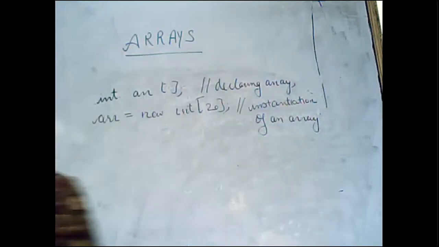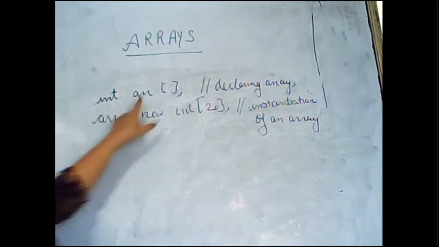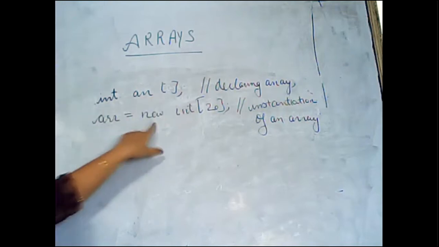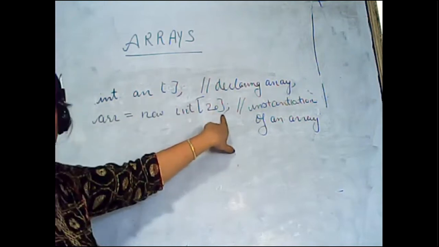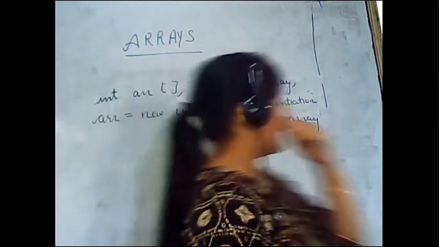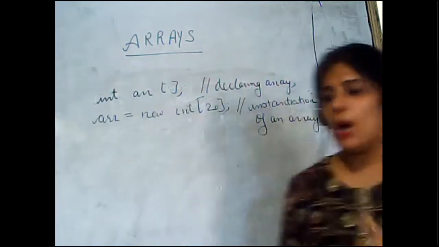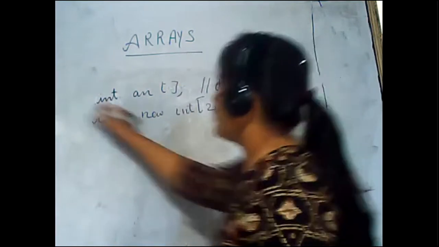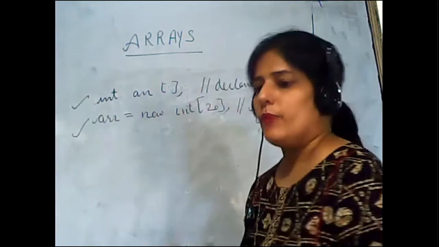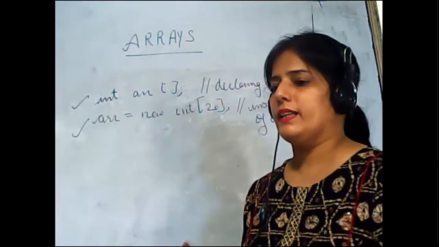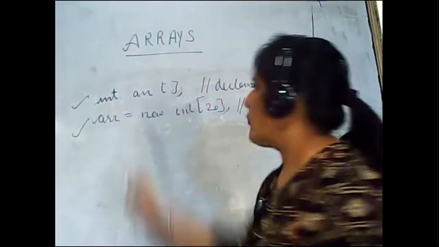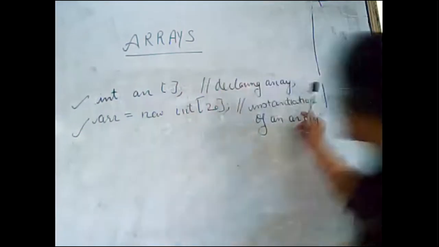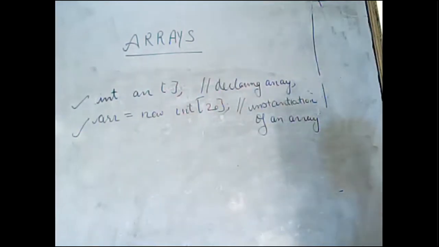So int array is the declaration of the array over here, and array equal to new int 20. That is how we can instantiate that particular array, how we can allocate some particular memory to an array. So these are the two statements that we require while we want to use an array in the program. First is for the declaration part, and the second is for the instantiation part.